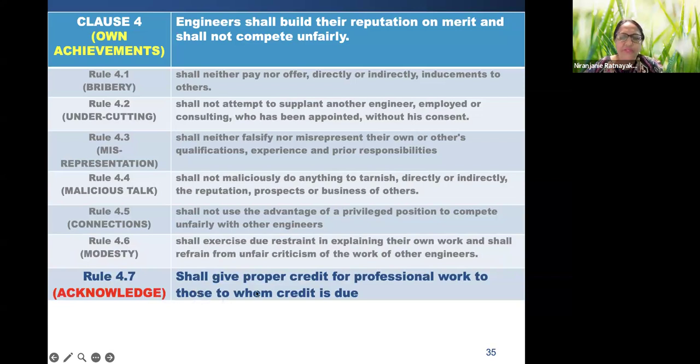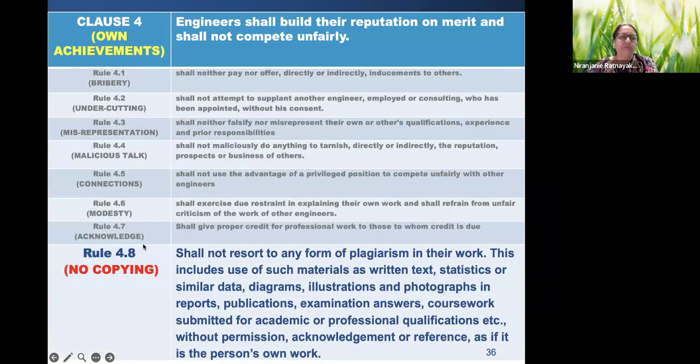4.7 is, shall give proper credit for professional work to those to whom credit is due. Acknowledge whatever you may be borrowing from a person, but make sure that they get acknowledged. 4.8 is a bit long, about no copying. So this is where you can see about plagiarism. If you're copying something, make sure that you acknowledge the reference, all that, right? Acknowledgement of reference without saying that it's your own work, right?